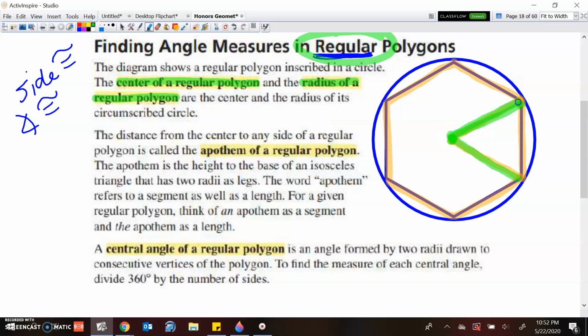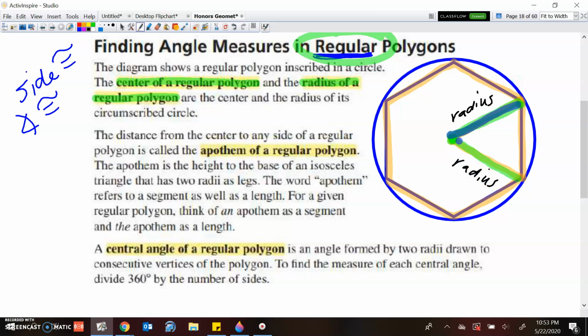So this entire line, if I even make it a different color to emphasize it, this here is a radius of my polygon. Now there's this new word, and it's called the apothem. So the apothem, let me write this in first. This is the radius, and so is this one.